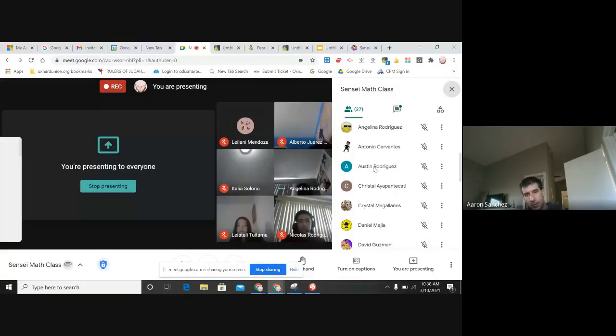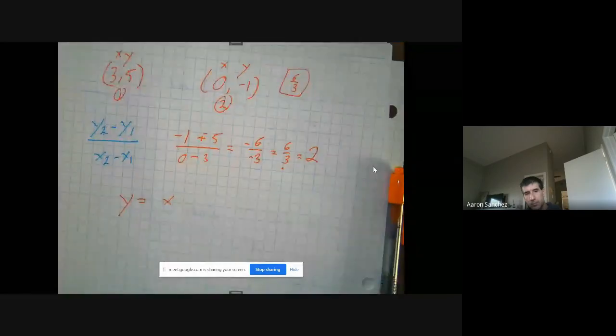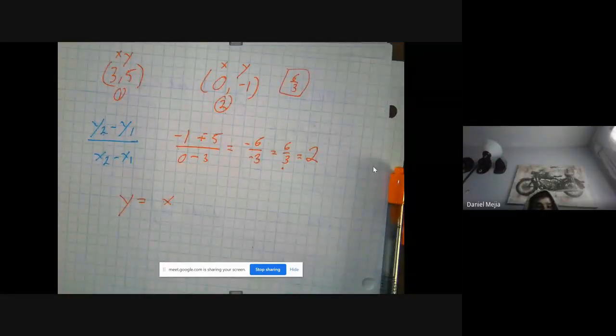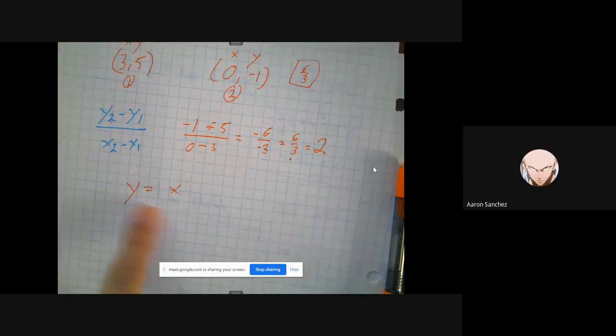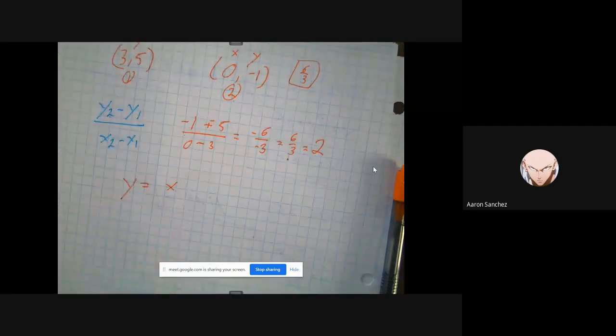Okay. Daniel Mejia, what would my answer be? For this, what's the equation? We have the slope. We want to write the equation y equals mx plus b. What am I going to put in for my equation of a line that goes through these 2 points?